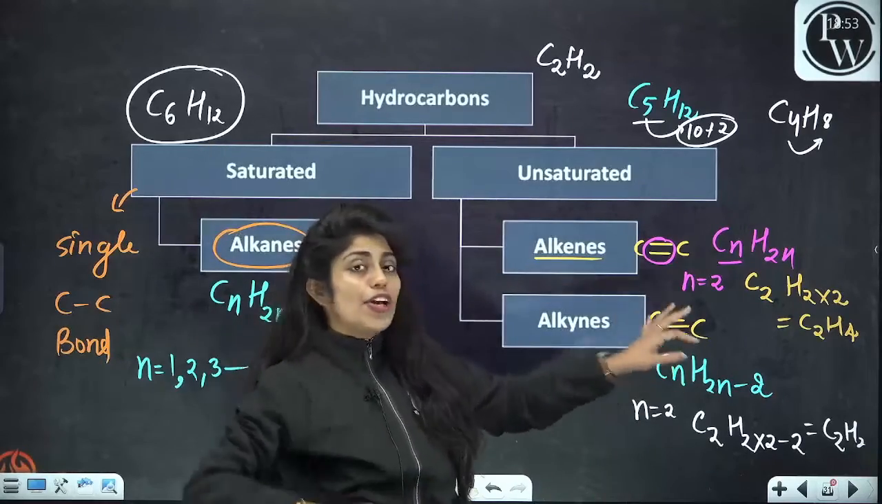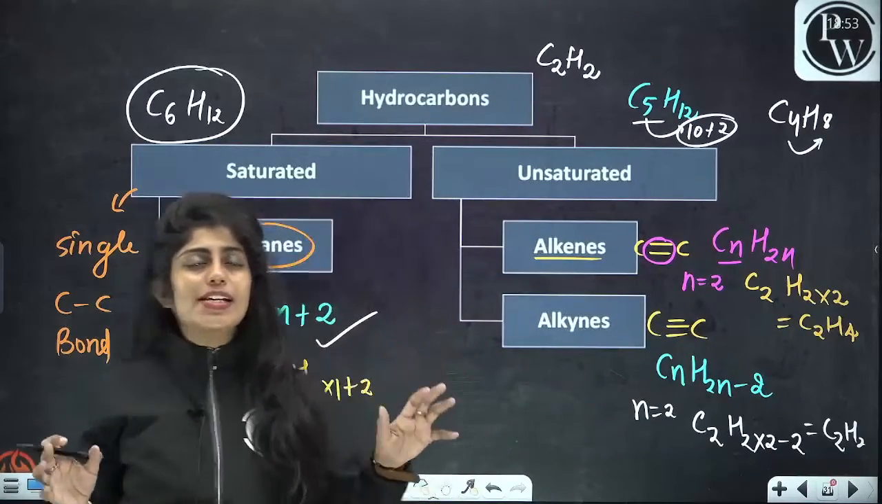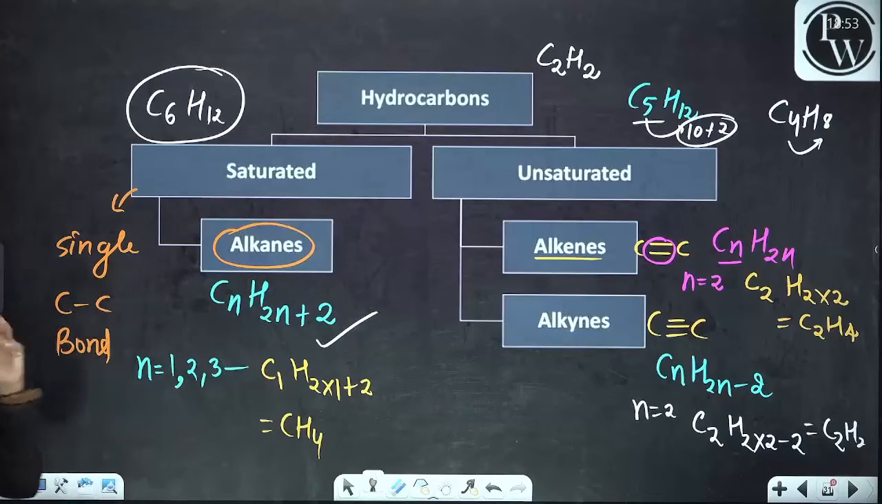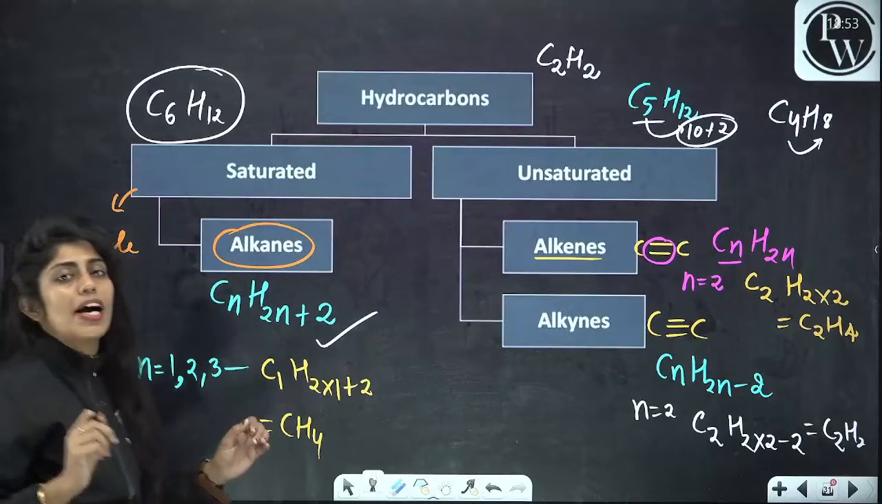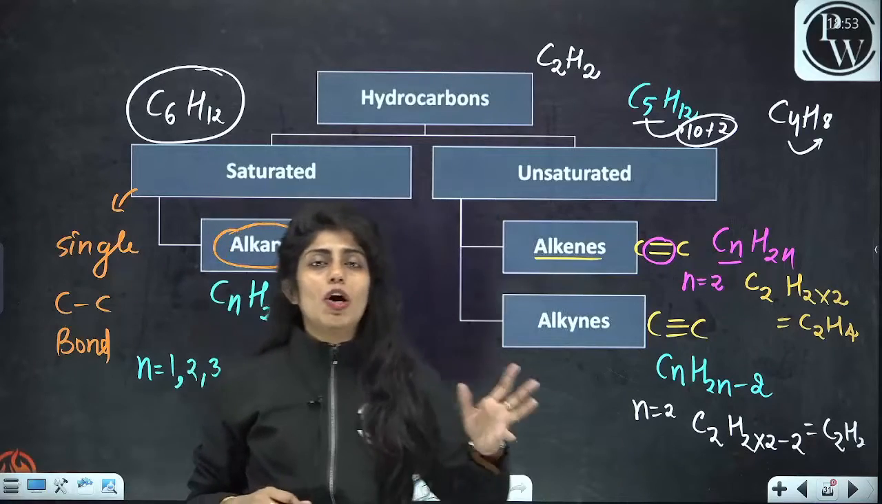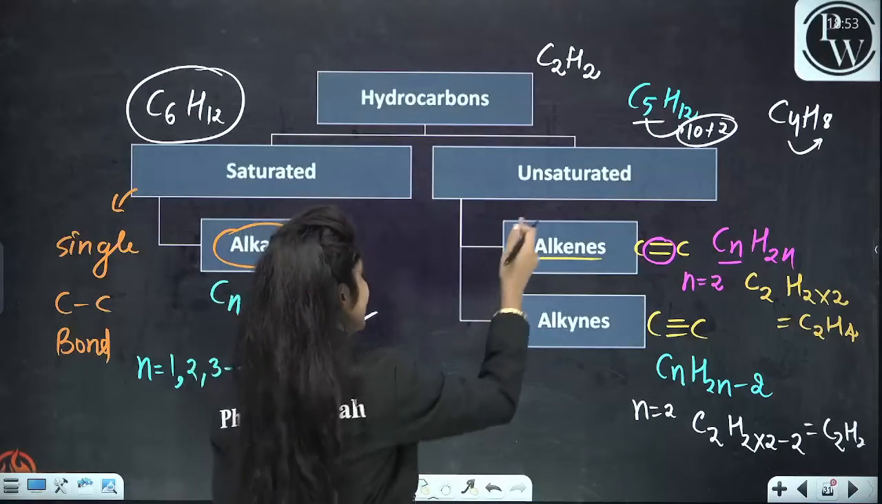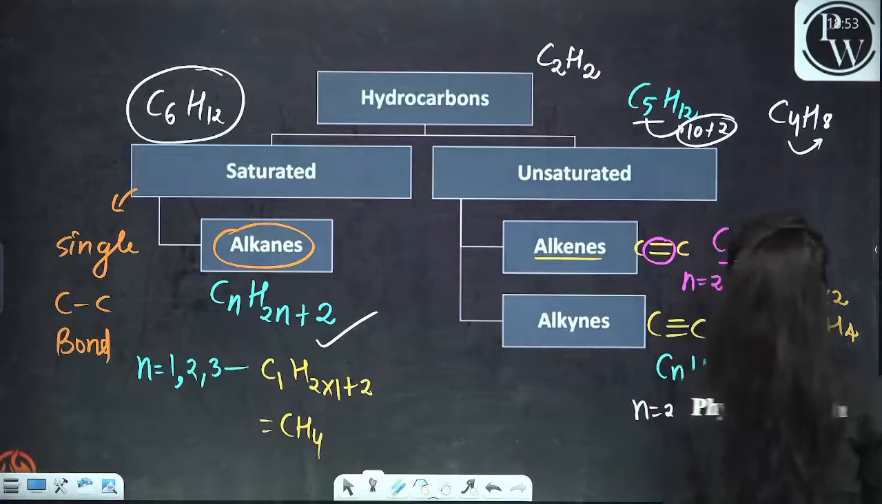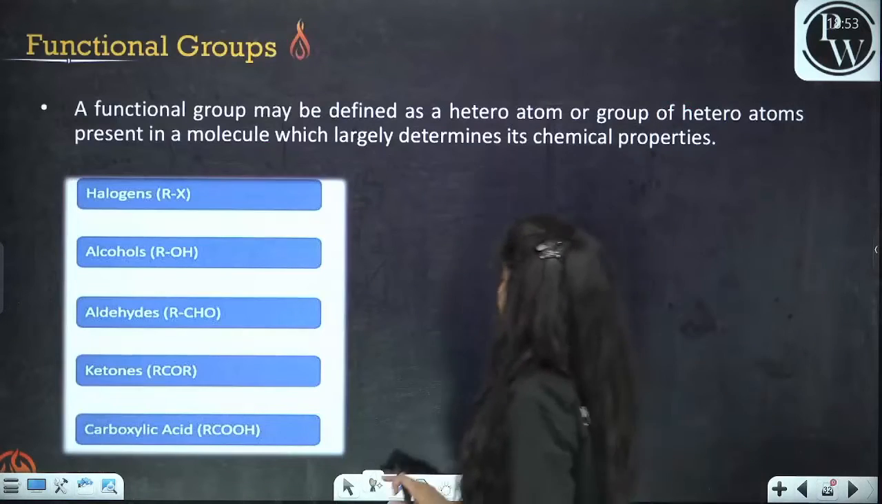Now, we have already discussed that saturated compounds have the class of alkane. The formula is CnH2n plus 2. Now, for unsaturated compounds, the multiple bonded carbon compounds, we have alkene and the class of alkyne. The general formula is very important.